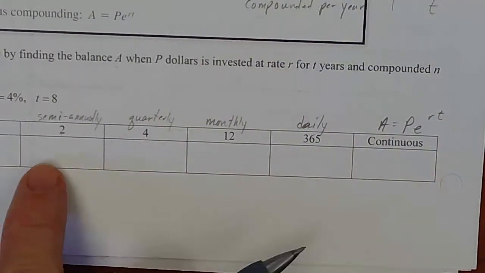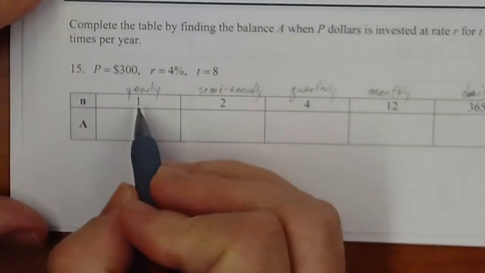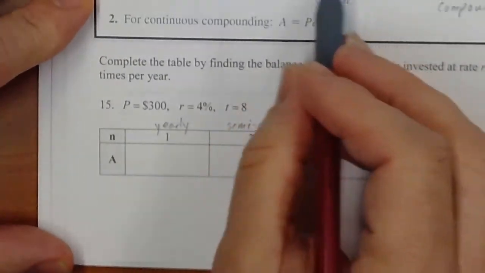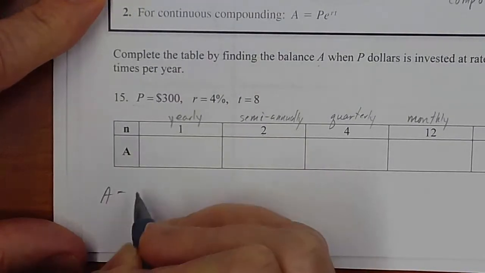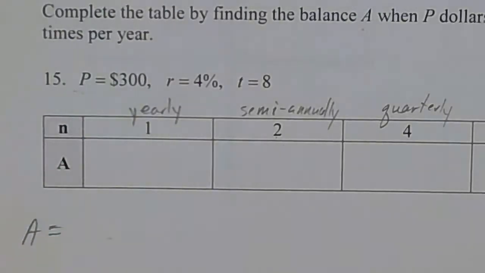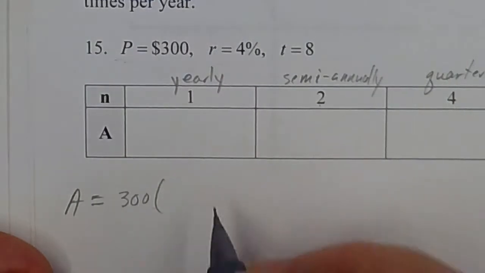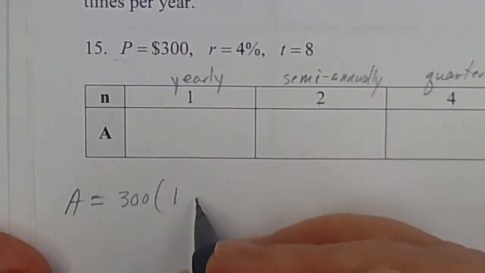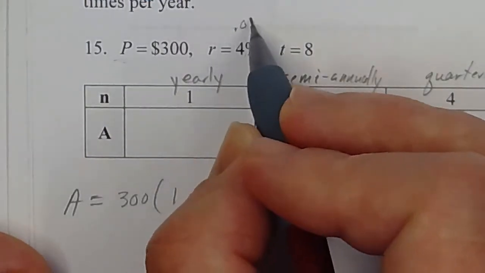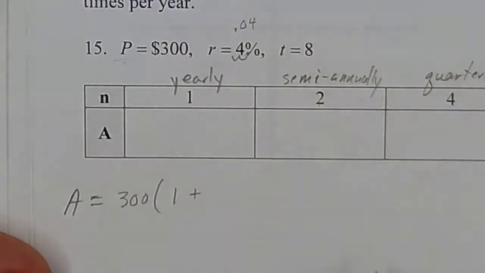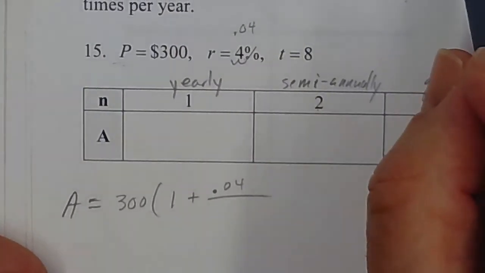Okay, so here we go. I'll get this started with the first couple and then let you try. So yearly, we're filling in everything using this formula. The amount will be equal to P. What's the principal? $300. Then it says 1 plus R over N. So 1 plus the rate. You have to put the rate in decimal form, so we're going to write that as 0.04, moving it 2 spots to the left. And then on the bottom, it's N.